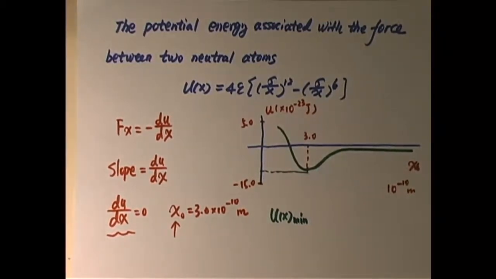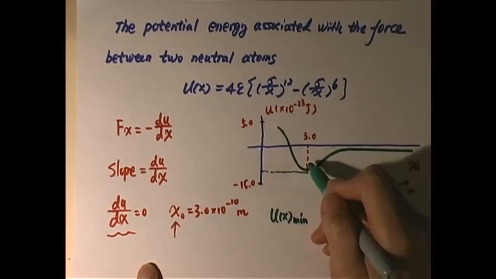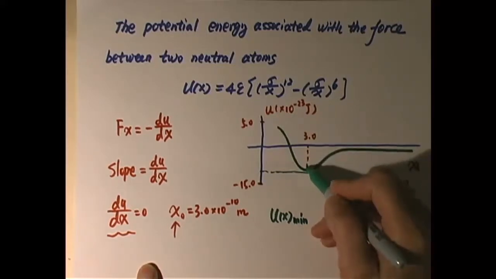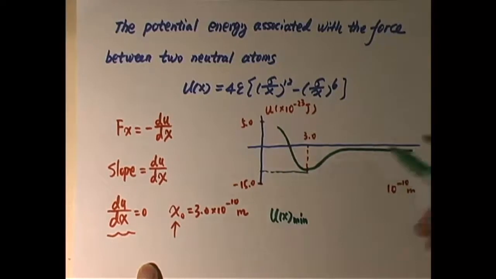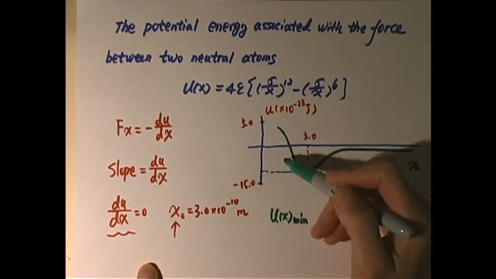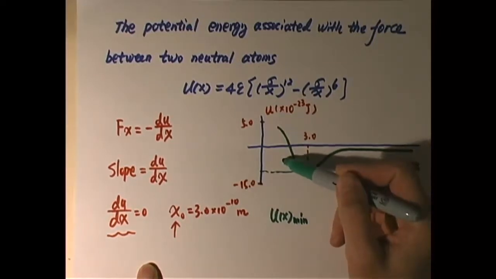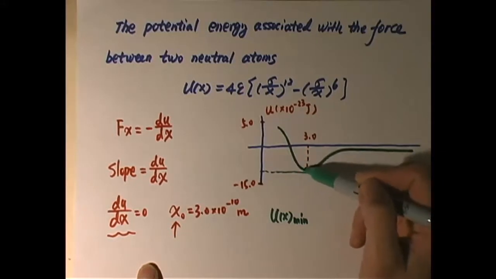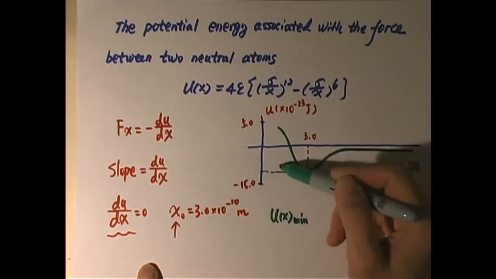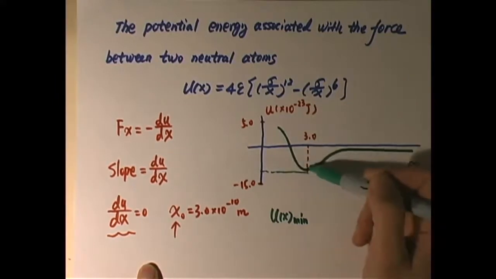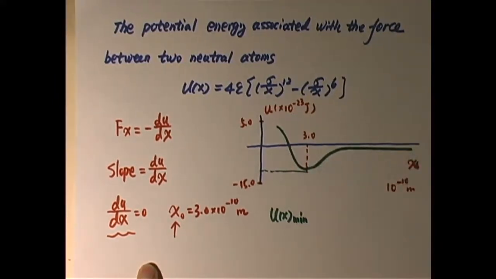So this is what we call a stable equilibrium position. However, imagine we push one of the atoms towards the left, which means toward x less than 3.0 times 10 to the negative 10 meters. Since this is a stable equilibrium position, we expect the force the other atom exerts on this one to be to the right, because the atom has a displacement to the left. If the force is to the right, then this atom will come back to the stable equilibrium position.